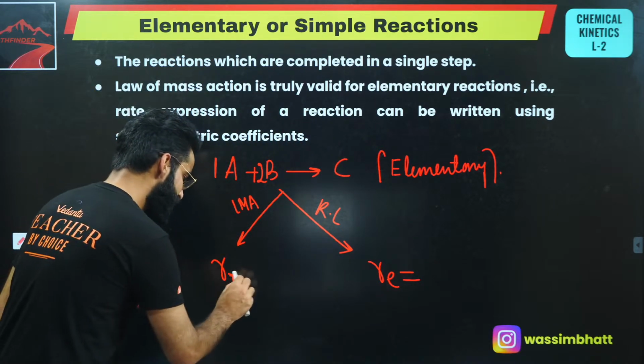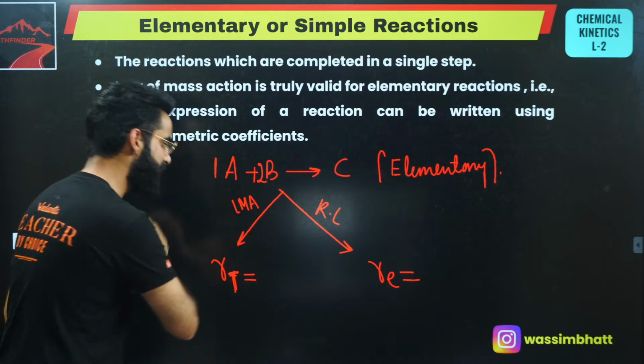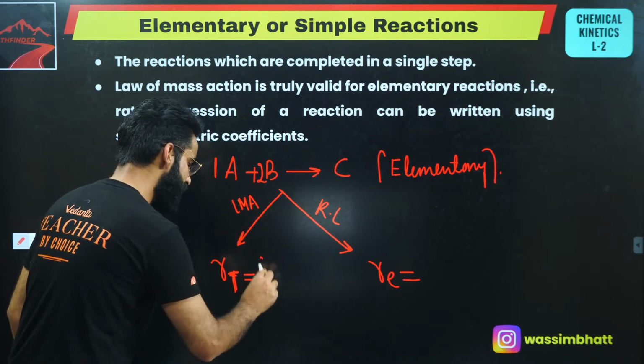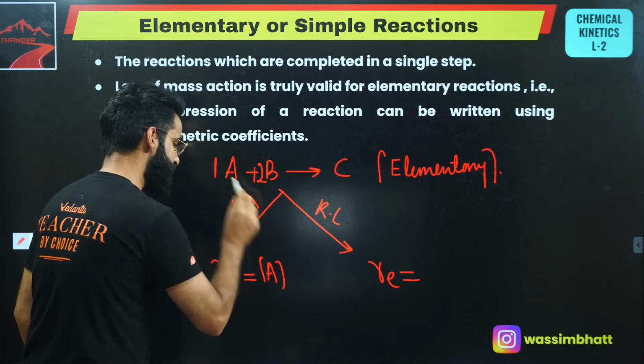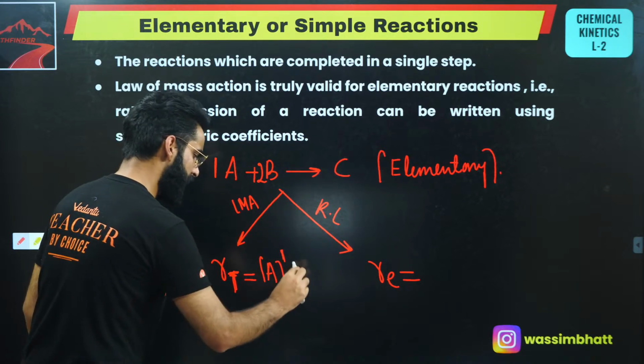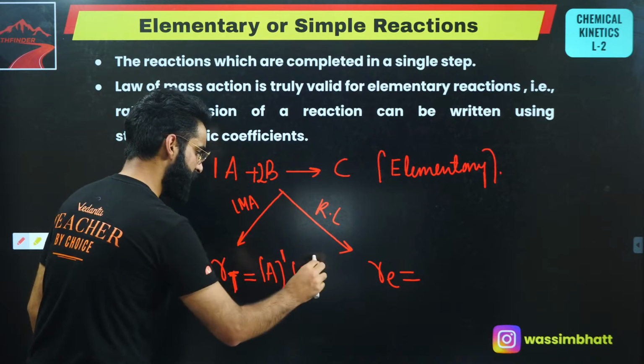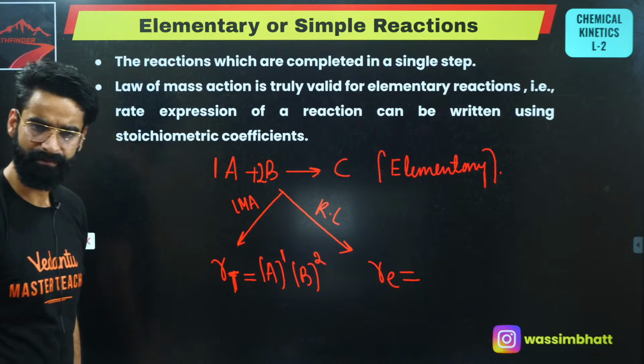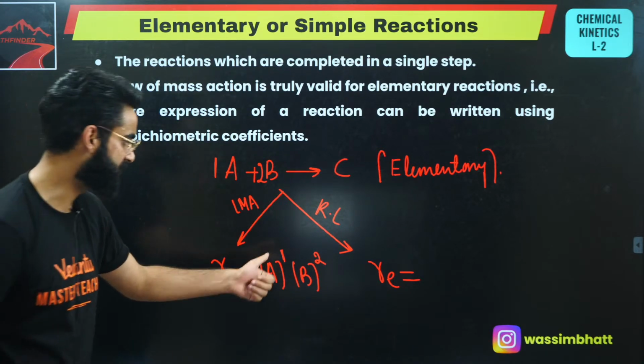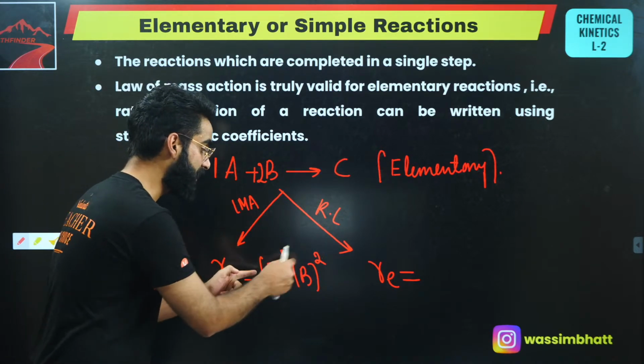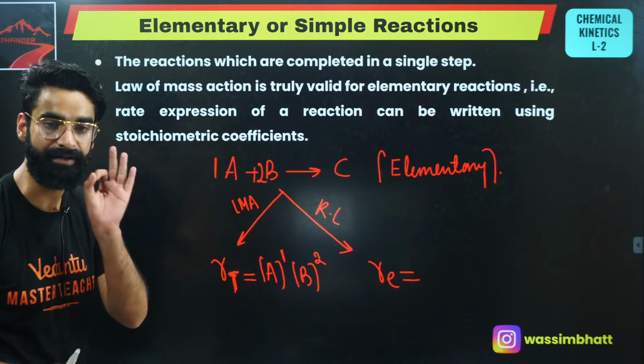Now the point is, the theoretically determined rate by using law of mass action is simply going to be the concentration of A raised to the stoichiometric coefficient of A, that's 1, multiplied by the concentration of B raised to the stoichiometric coefficient, that's 2, right? This is how we write law of mass action. In case of law of mass action, the powers are always the stoichiometric coefficients.